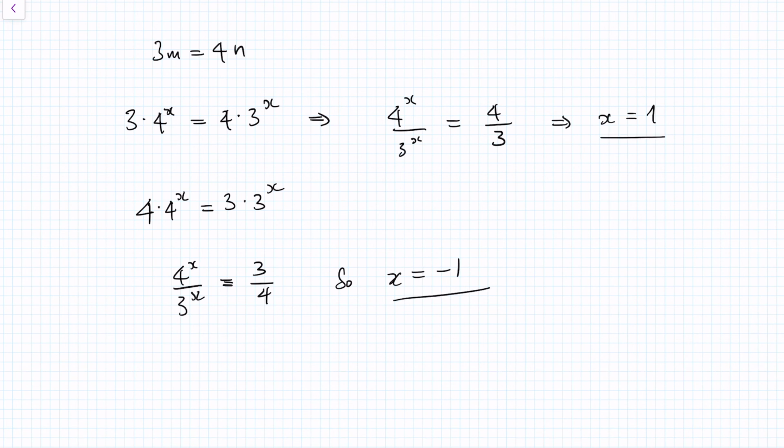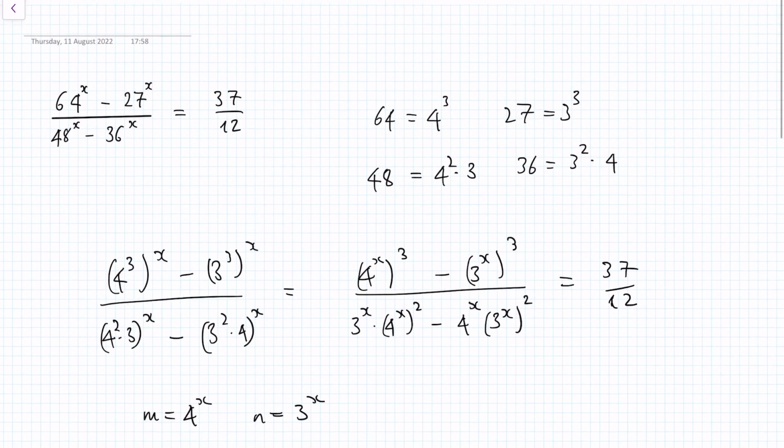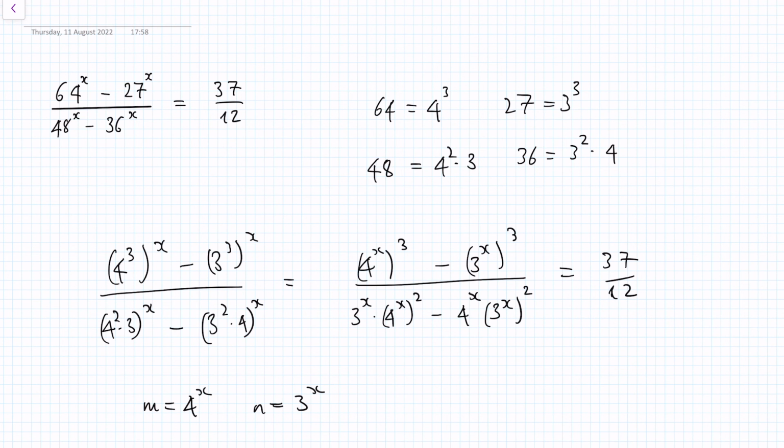The first solution is x is equal to 1. The other solution is x is equal to -1. You can check, well, x is equal to 1 is quite easy to see, because if x is 1, we have 64 minus 27, which gives us 37, and 48 minus 36 is 12. And if x is -1, you'll see that, again, you get 37 over 12, okay?